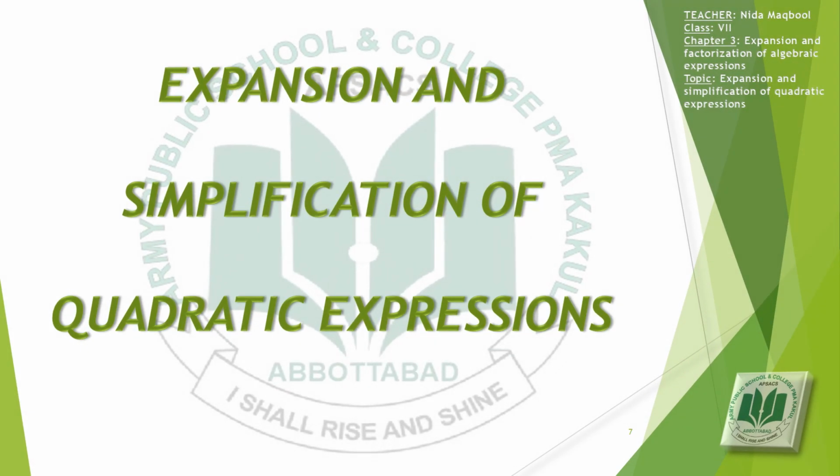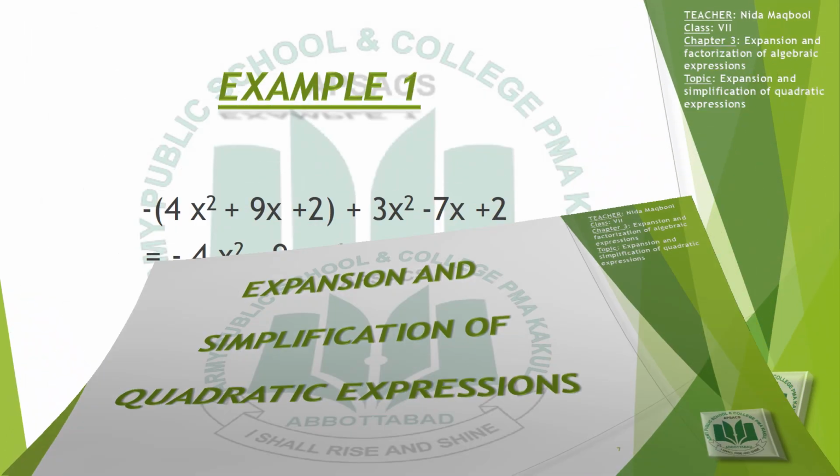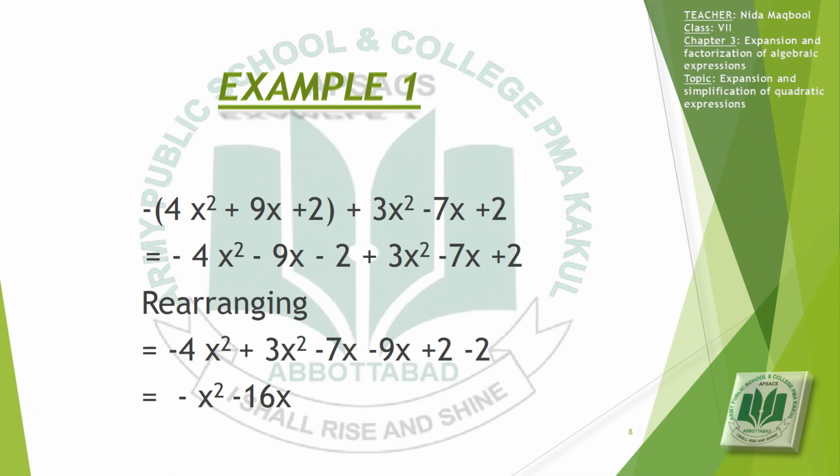Having gone through all the basic concepts, now let's get into the discussion of expansion and simplification of quadratic expressions. Let us understand the process of simplification through various examples. In the first example, the concept of negative of a quadratic expression has been used. The negative sign is being multiplied with the first three terms, hence flipping their signs.